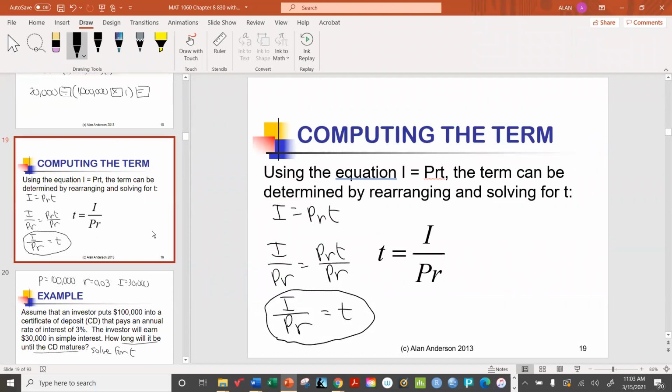Again, you start with the original simple interest formula, and this time we're going to divide both sides by PR. And this is our final result. That's how we calculate the time, which again will be measured in years.